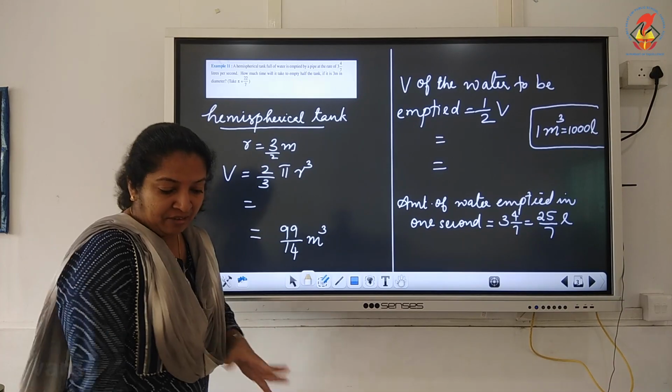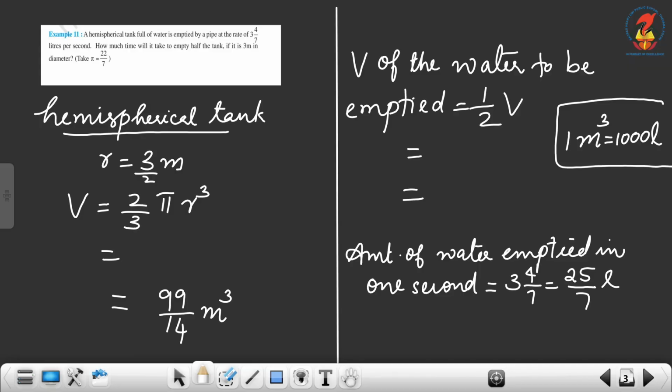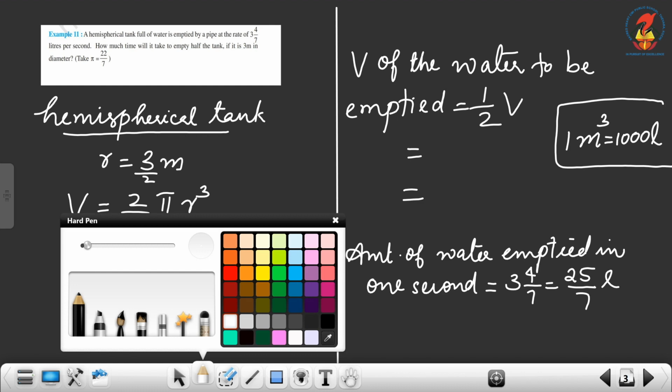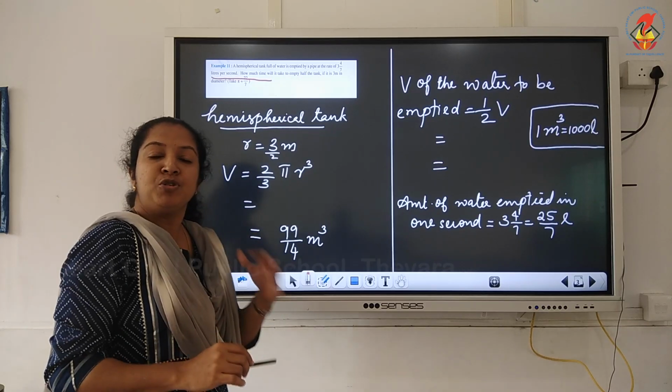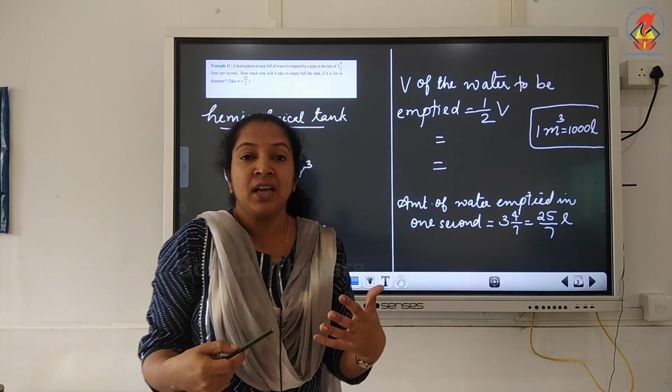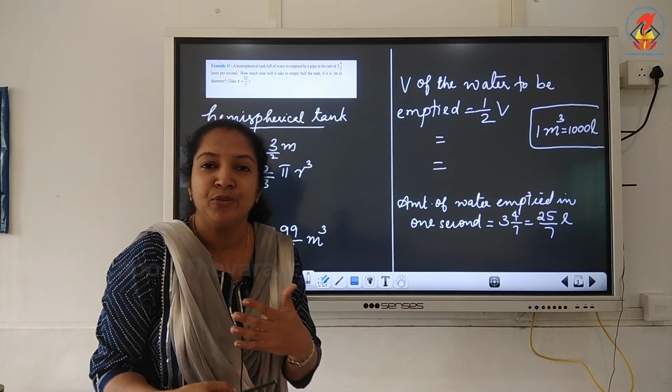Next one, example 11. Example 11 is a hemispherical tank. A hemispherical tank full of water is emptied by a pipe at the rate of 3 4/7 liters per second. How much time will it take to empty half the tank if it is 3 meters in diameter? We have to find the time taken to empty half of the tank.